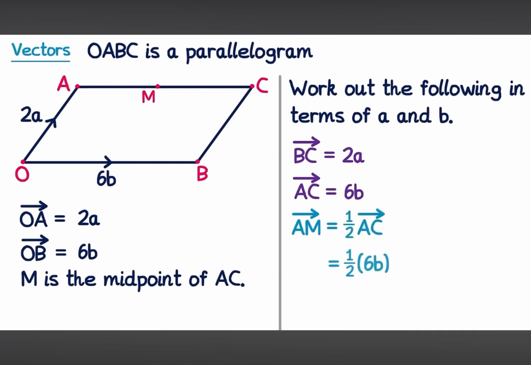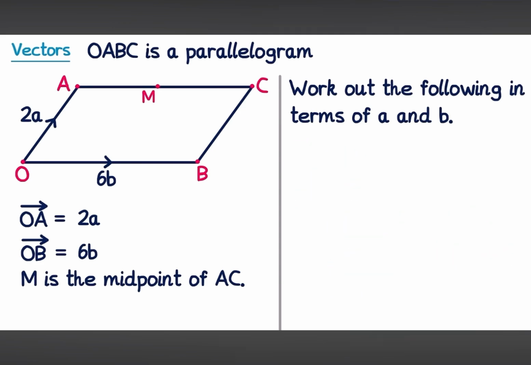Now AM equals half AC. M is the midpoint of AC. Alright. So what is the value of it? Just half times AC, that is 3B. Now what about OM? How can I reach from O to M? First I will reach A, then M. So O to A is 2A plus AM, that is 3B. Alright. Very good, learners.